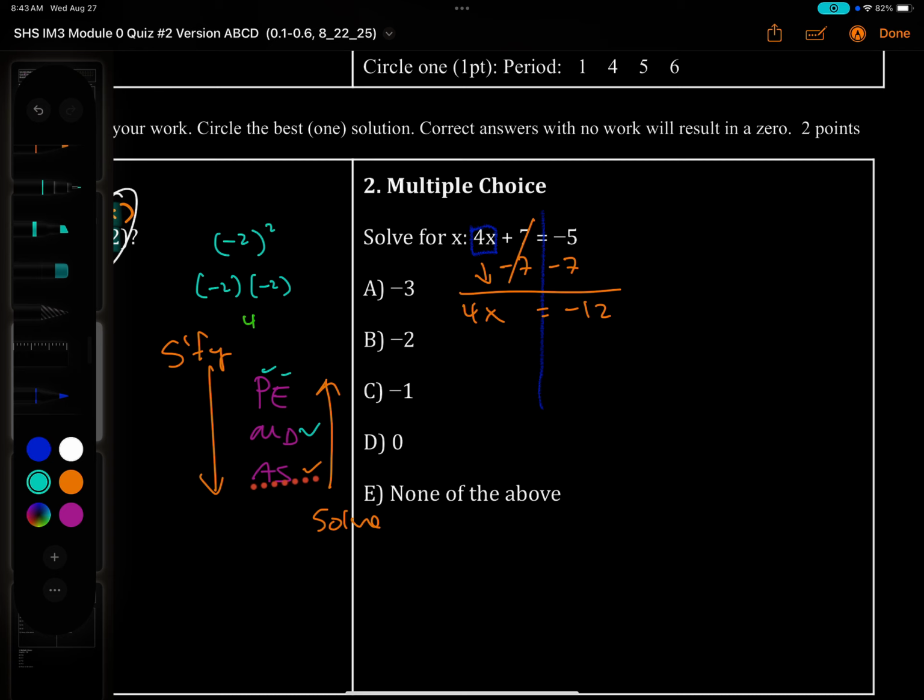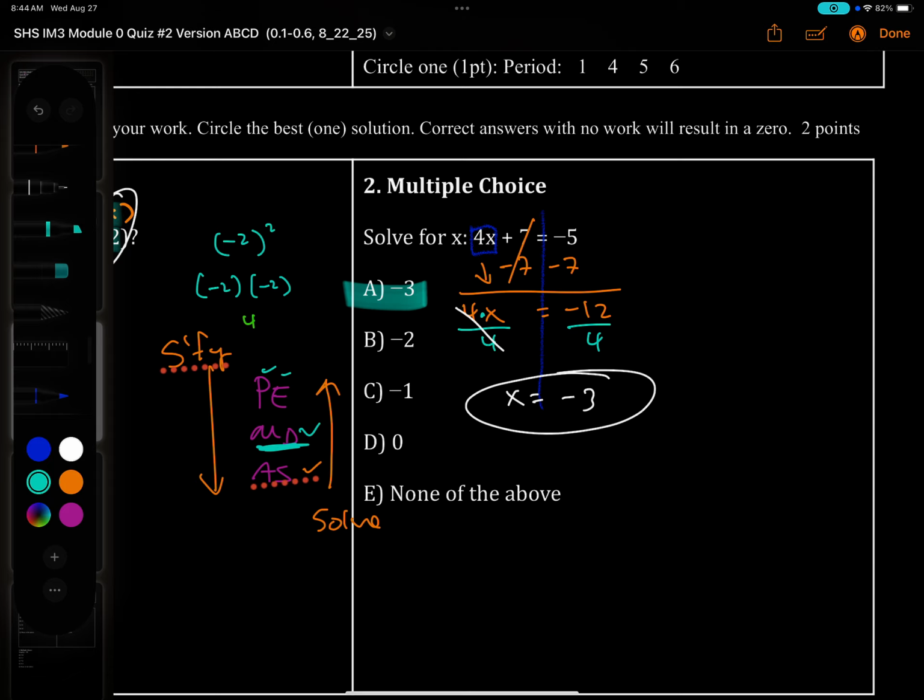Then I'm going to do multiplication. So I see multiplication, so I'm going to do the opposite, which is division. So divide by 4 on both sides. X is equal to -12. So that would be choice, not -12, -3. Hey, at least I caught my mistake. -3, and that would be choice A.